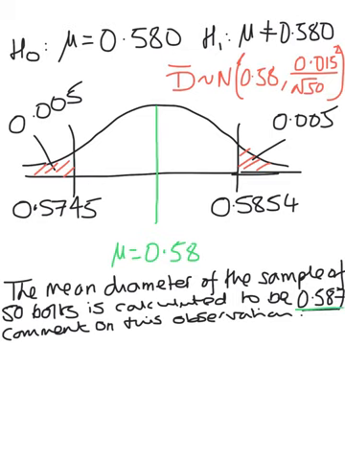Now the mean diameter of a sample of 50 bolts here, we've been told, is 0.587. And this falls inside the critical region. So it would lie here. 0.587 lies in the critical region.